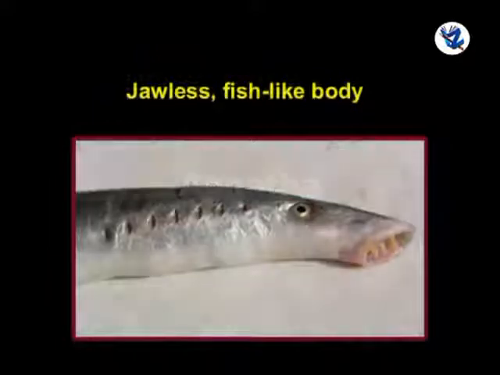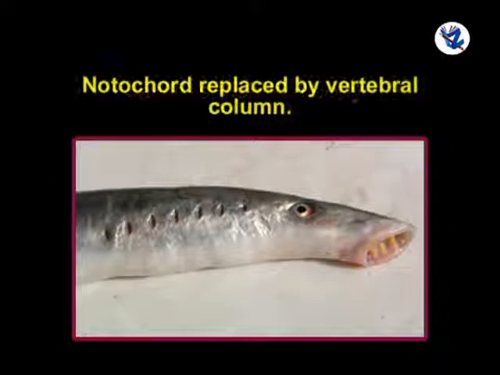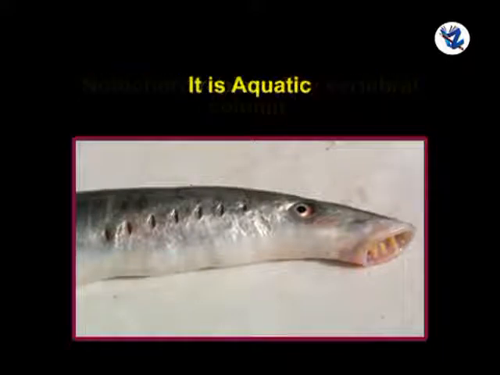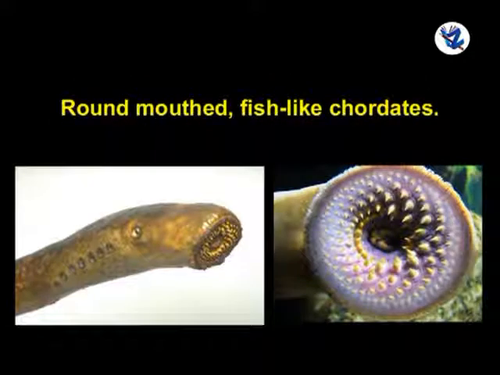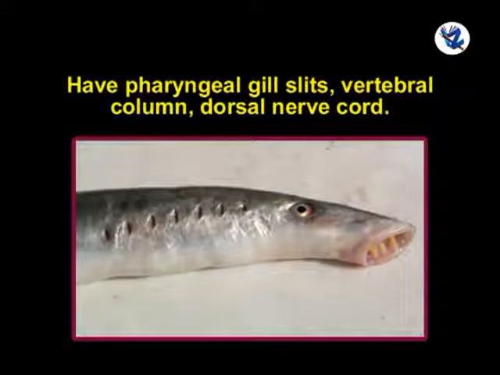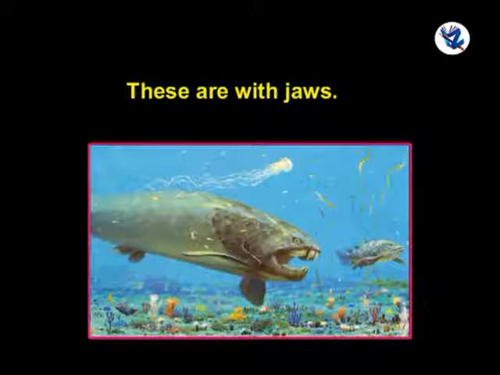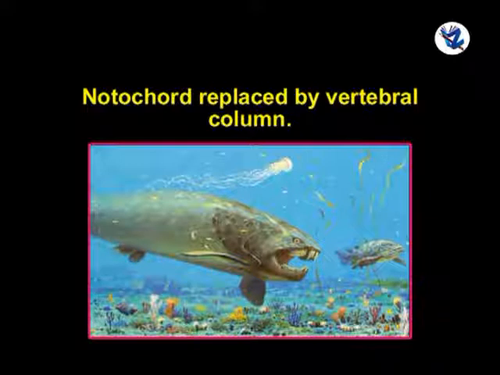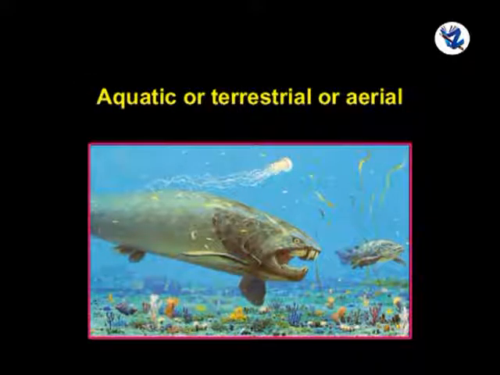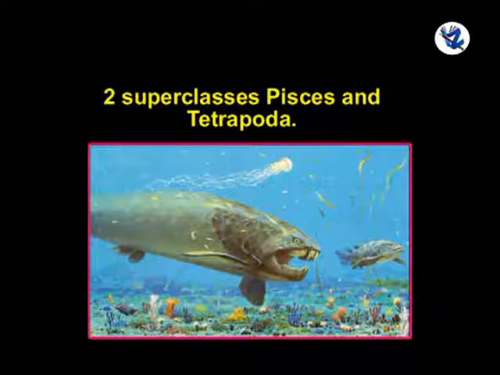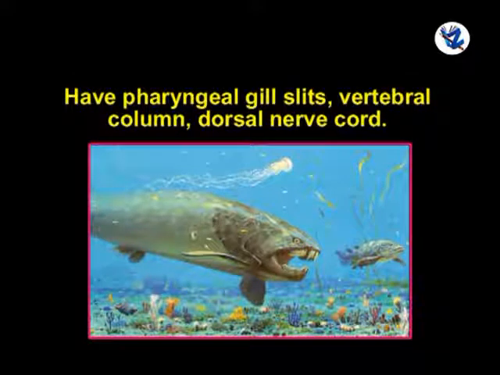Then subphylum Vertebrata is subdivided into 2 divisions. First, Agnatha, jawless fish-like body, notochord replaced by vertebral column. It is aquatic, round mouth fish-like chordates, having pharyngeal gill slits, vertebral column, dorsal nerve cord. Example: Petromyzon. The division Gnathostomata. These are with jaws, notochord replaced by vertebral column, aquatic or terrestrial or aerial, has 2 superclasses Pisces and Tetrapoda, have pharyngeal gill slits, vertebral column, dorsal nerve cord.